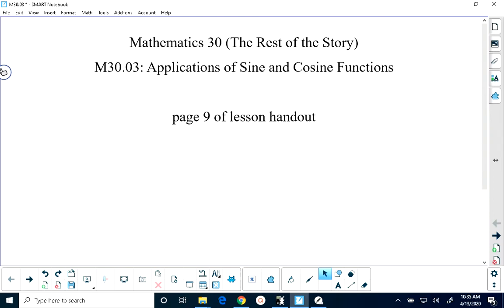Today we're moving on and we're looking at lesson 30.03, dealing with applications of sine and cosine functions, and this lesson can be found on page 9 of your lesson handout.